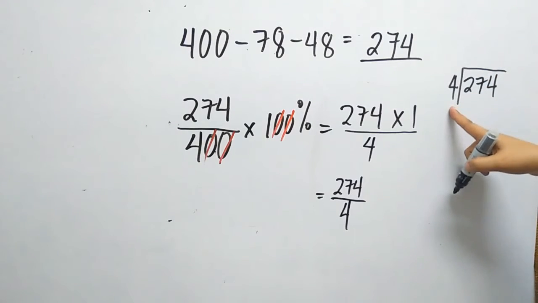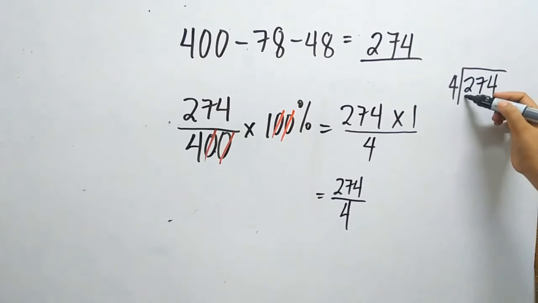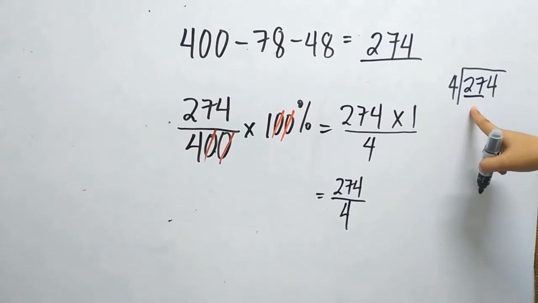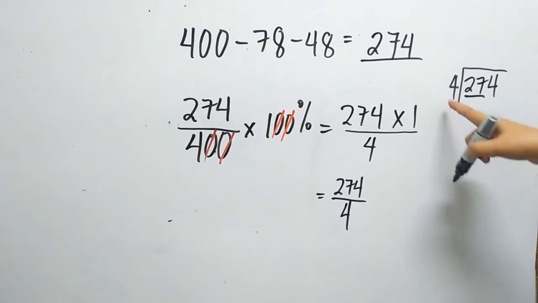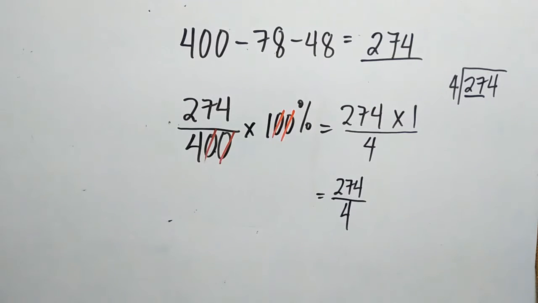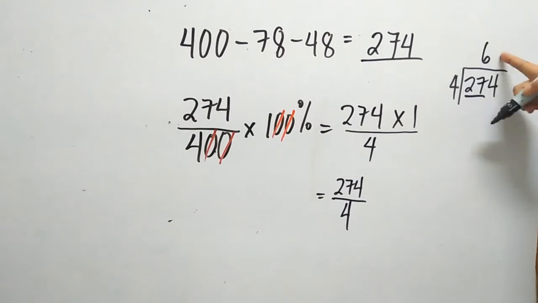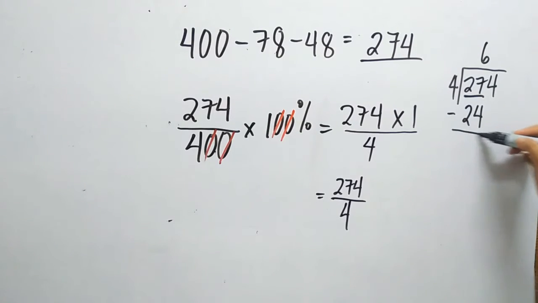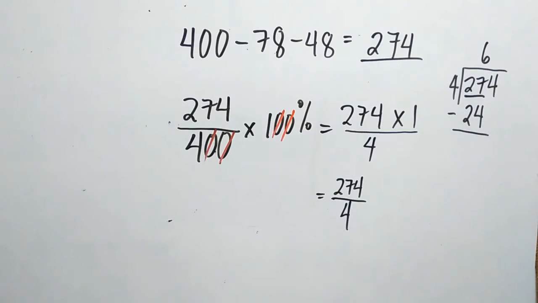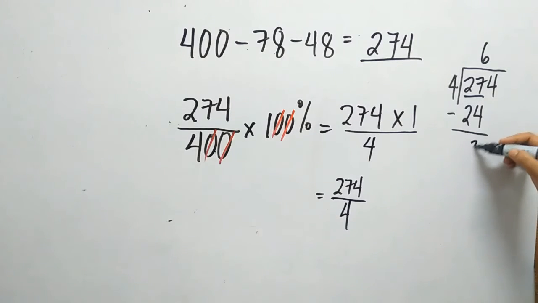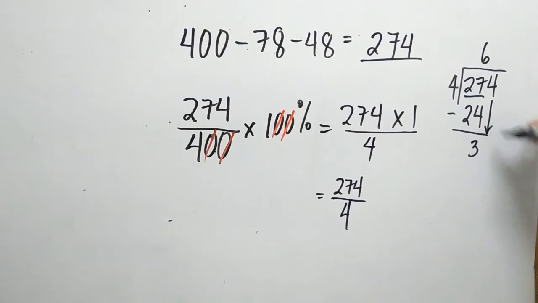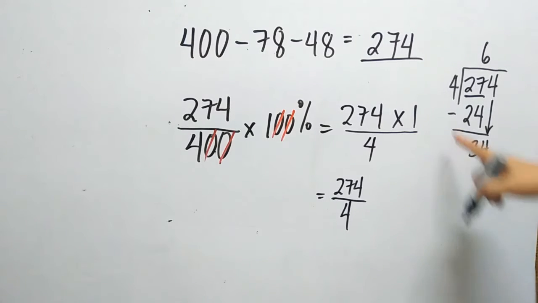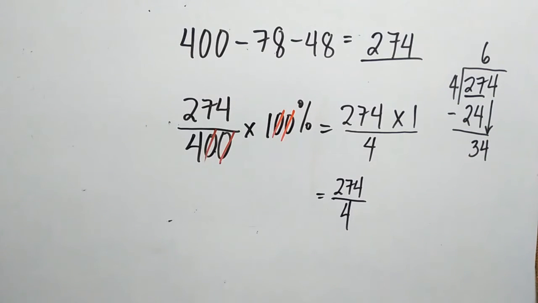2 divided by 4 cannot, so let's take the other number. We have 27. 27 divided by 4 is equal to 6. 6 times 4 is 24. Then subtract. 27 minus 24 is equal to 3. Then bring down 4. 34 divided by 4 is equal to 8.